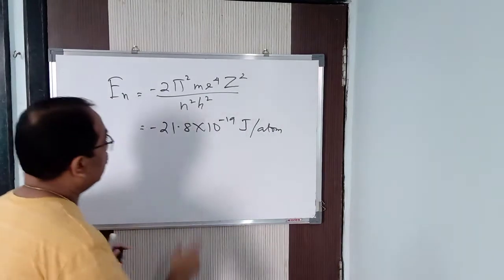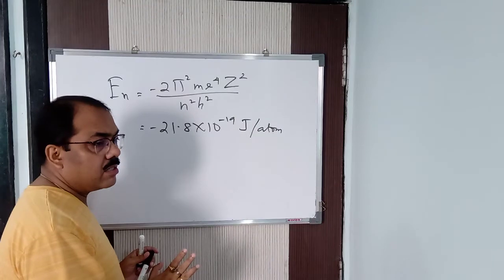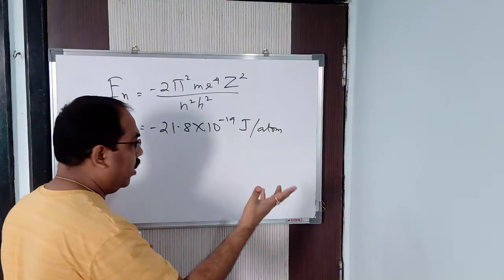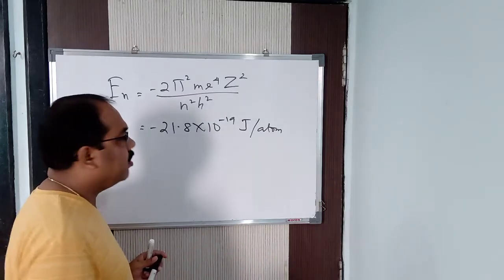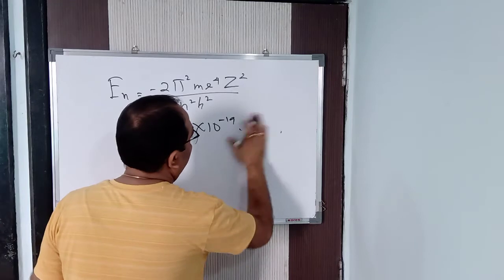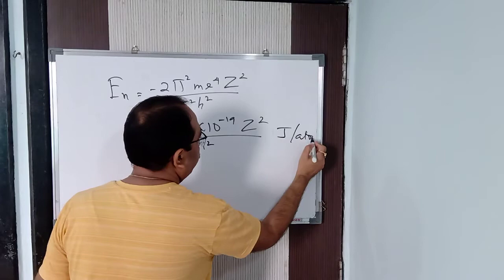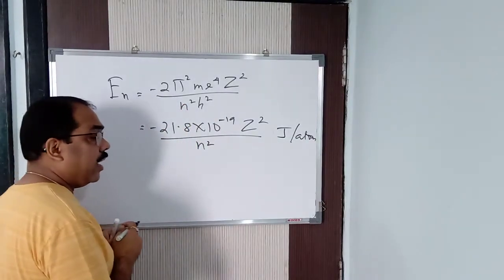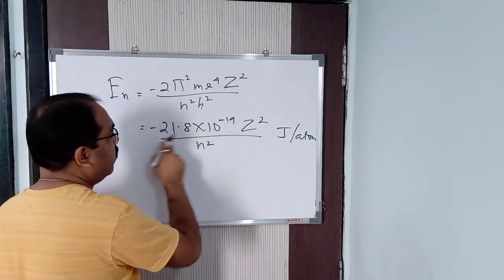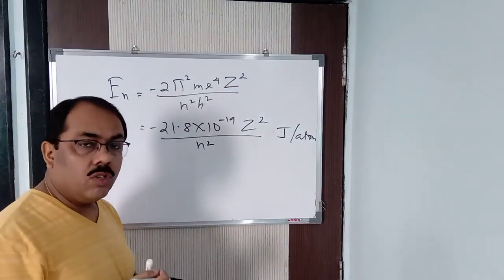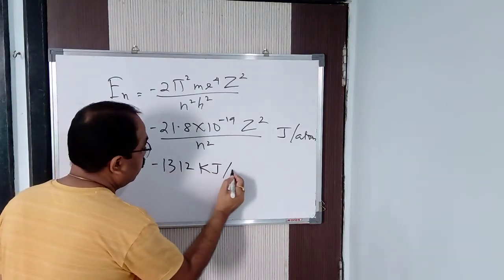So here I have taken the value of Z as 1 and n as 1. Suppose you change the value of Z, say to 2 or 3, and n to any other value, say 1, 2, 3, anything. Then in that case you will get the formula as Z square by n square joules per atom, because here the value of Z will differ. But if you take Z as 1 and n as 1, then I told you this particular value. Got it? So this value, or we can have minus 1312 kilojoules per mole.